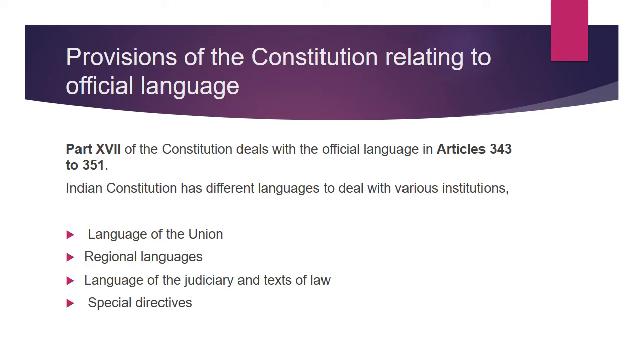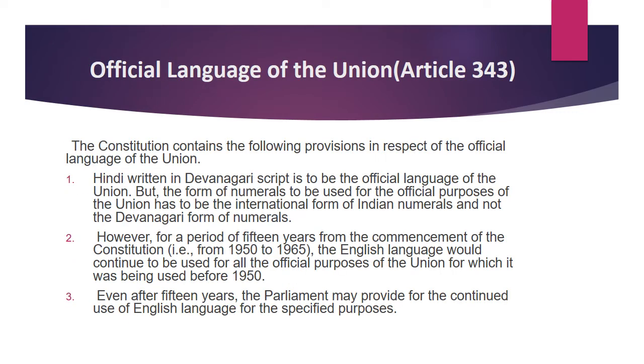Let us examine the provisions of the Constitution relating to official language. Part 17 of the Constitution deals with the official language in Articles 343 to 351. The Indian Constitution has different languages to deal with various institutions: Language of the Union, regional languages, language of the judiciary and texts of law, special directives. Official language of the Union.